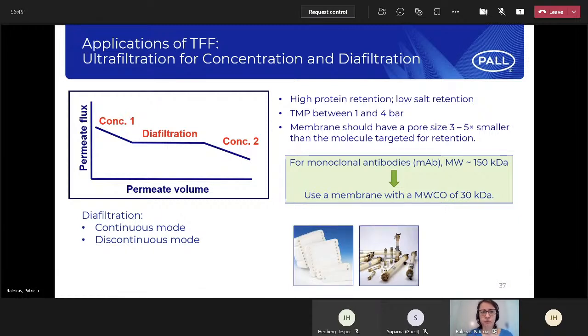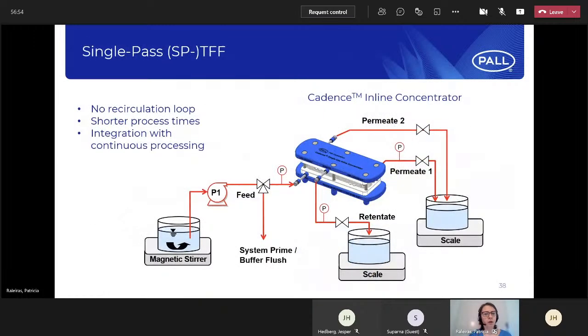Typical devices that are used for concentration and diafiltration are flat sheet cassettes and hollow fiber. I would just like to mention a particular type of TFF, which Paul has the patent for, called single pass. This is a very neat type of TFF because you don't have a recirculation, so your retentate doesn't go back to the feed vessel.